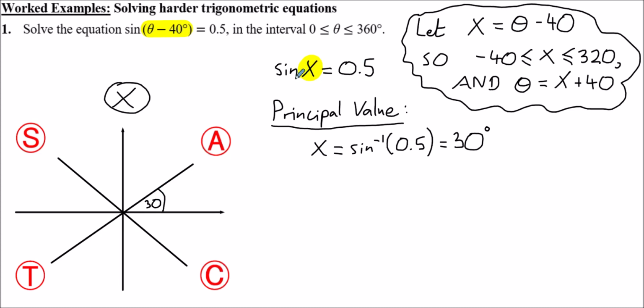So think about where the sine function would give us a positive value. The A quadrant is where all of sine, cosine and tangent are positive, so we're interested in this one here, which is 30 degrees. We're also interested in the S quadrant where sine is positive as well. And so the values of big X that interest us are indeed the principal value, which is 30, but also we're interested in this one over here.